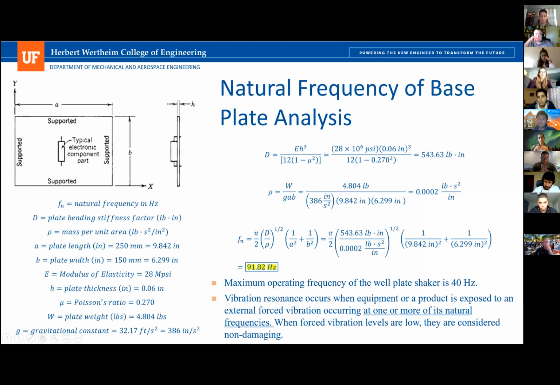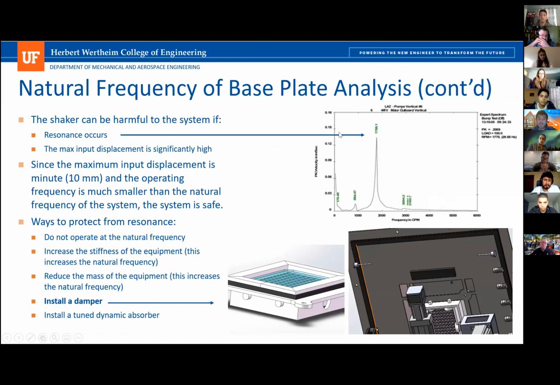The maximum operating frequency of the well plate shaker is based on very common orbital shakers found in industry. Almost all of them had this maximum operating frequency of 40 hertz. I modeled the linear actuators based off of this maximum frequency. So since this 40 hertz is significantly lower than the natural frequency, resonance will not be an issue with this subsystem.